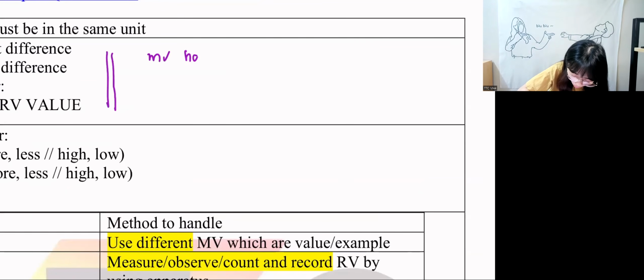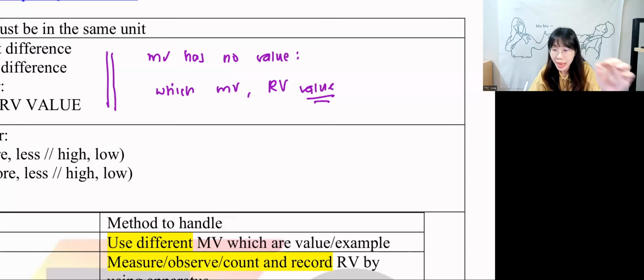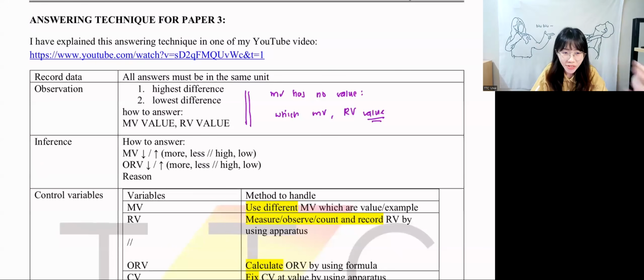When your MV has no value, the way to answer is which MV, maybe groundnut, and then has the energy value of what number? The value here is the number. Maybe it's 200, or the value is the temperature, the increase in temperature, right? Maybe the temperature is 35 degrees Celsius, 75 degrees Celsius. Groundnut has an increase in temperature of 35 degrees Celsius. So you have to write the value of your RV. Okay, I will tell you the difference between RV and ORV later. So this is the observation. When your MV has no value, you have to choose which MV, with the RV and the value itself.